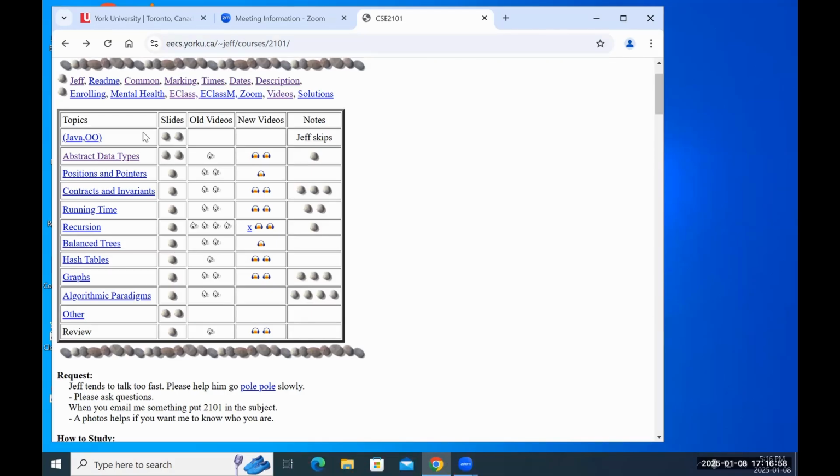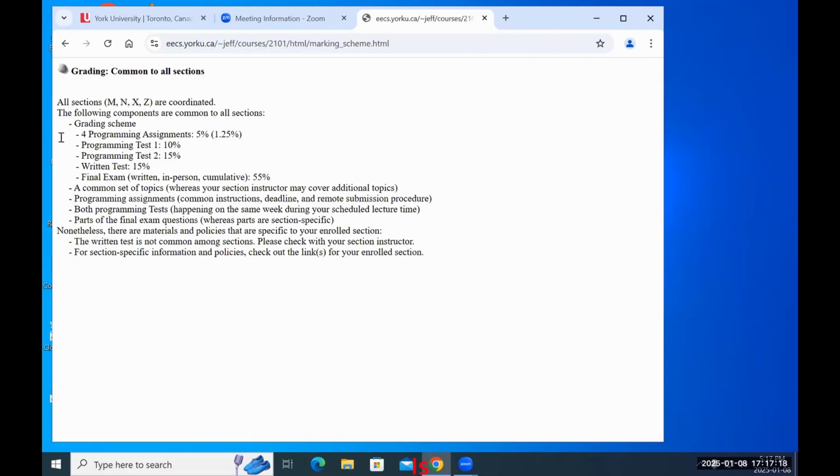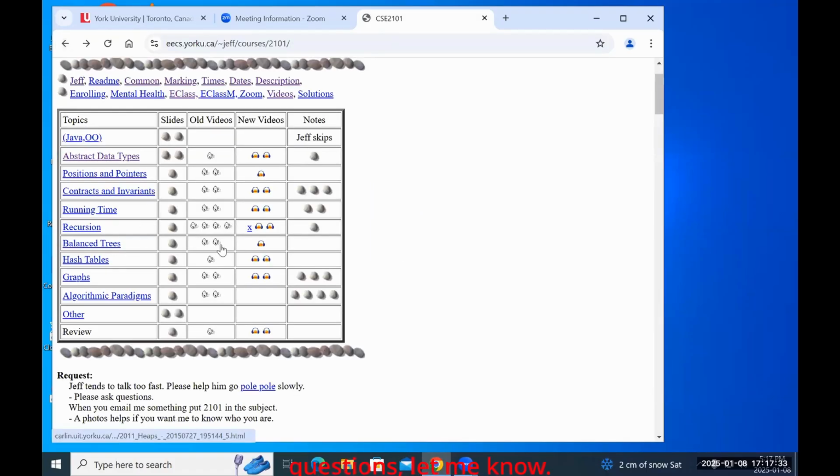Had Jackie not merged our courses together, I would have given you the same homework. But Jackie, the other professor, has volunteered to do all the coding for us. So I removed this and we're gonna get it from Jackie. And what we're gonna get is 4 programming assignments that you do by yourself, but they're worth 5%. And then these programming tests. And yeah, so snoop around this page. If you have any questions, let me know.